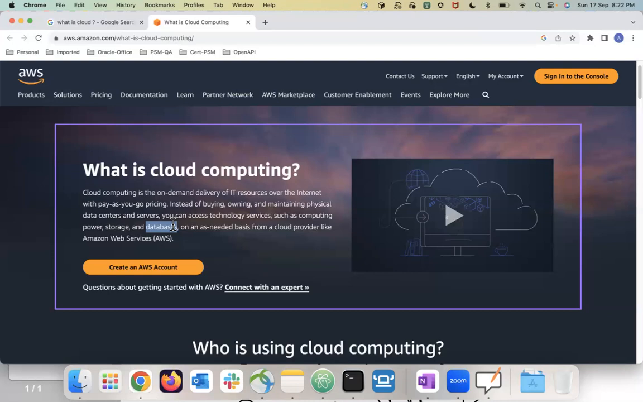In cloud, they will give us a server, like online. Yes, online. We can rent some servers and store data in that.